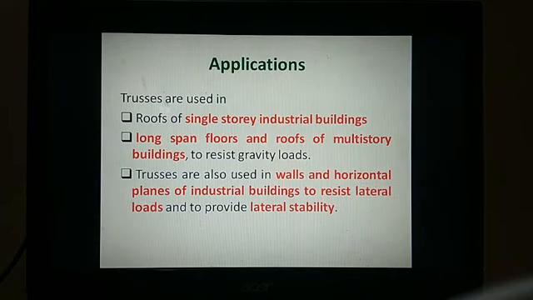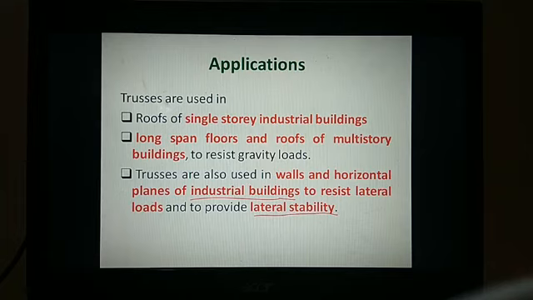And to resist the loads which will be carried in multi-storied buildings, it is going to resist the gravity loads as well. Here the trusses are used for walls and horizontal planes of industrial buildings exclusively to resist lateral forces. See, in multi-storied buildings there will be only gravitational force, which we call the dead loads and live loads of the structures.